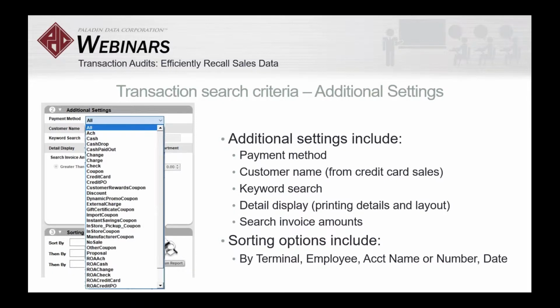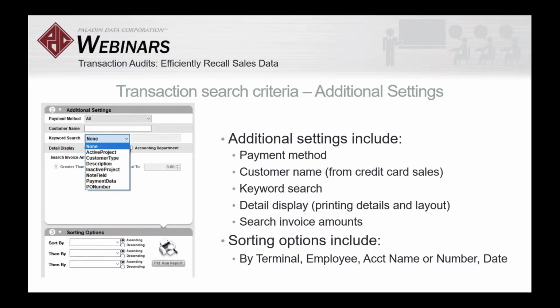So if we look at the payment methods, there's a ton of payment methods that you can choose from, including cash, credit, coupon, gift certificate, instant savings, other coupon, and even received on payment on account. And then under the keyword search, this is the information I think is quite valuable.